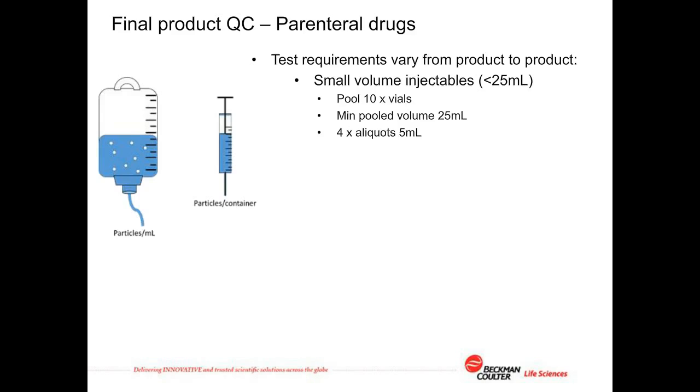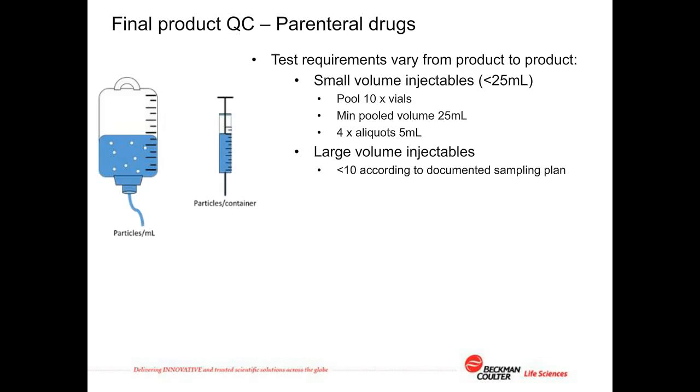So if you have a small volume injectable, which is less than 25 milliliters, and there's a requirement to pool 10 ampules or vials together, having pooled them together, you must have a minimum pooled volume of at least 25 milliliters. And all the pharmacopoeias across the world are harmonized in saying that you should take 4 aliquots from that pooled volume of a minimum of 5 milliliter each. So that's for small volume injectables.